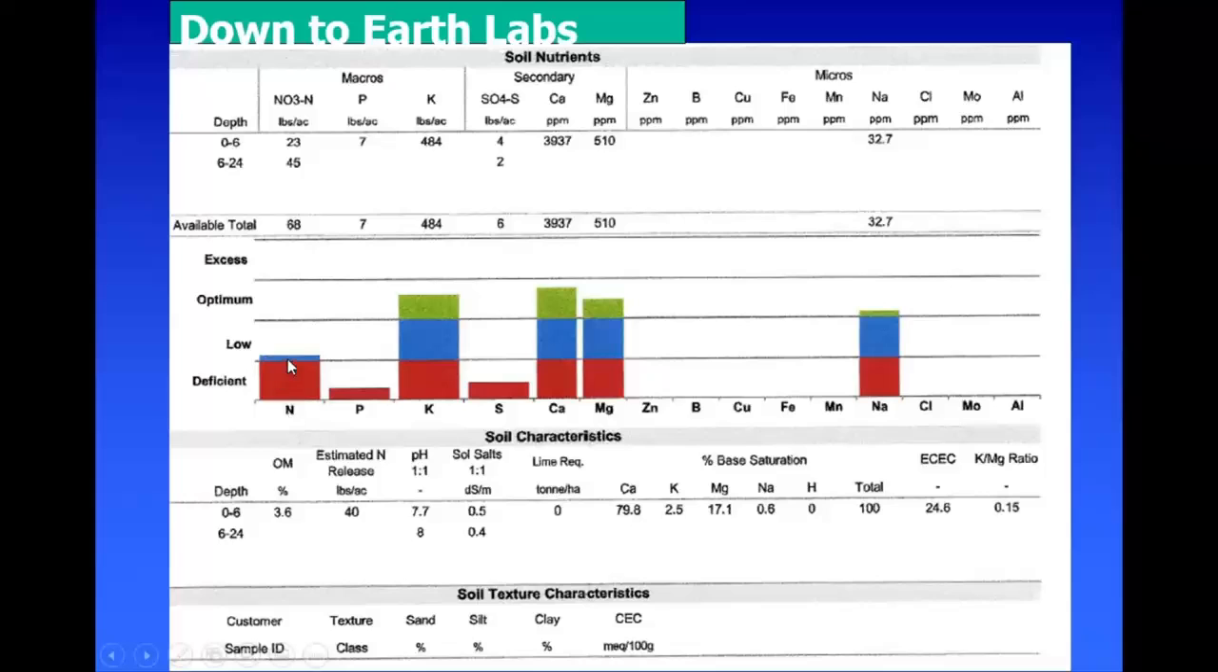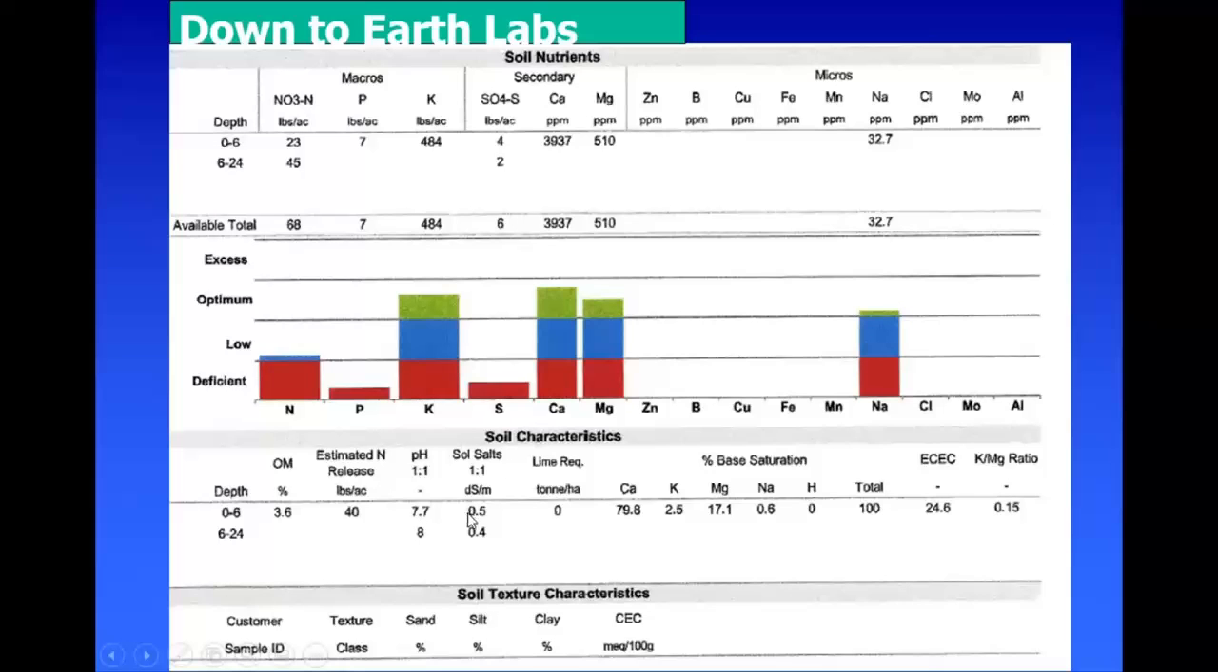So nitrogen is low, phosphorus is only 7 pounds per acre, so it's very deficient. Potassium is optimum at just under 500 pounds per acre. Sulfur is very low. Calcium and magnesium, as I mentioned, are very rarely a problem. Then you can look at some of the quality factors. It's an irrigated field, so with irrigation water having a pH of 8.5, most of our irrigated soils typically have pHs in a range of 7.5 to 8, so that's quite normal.